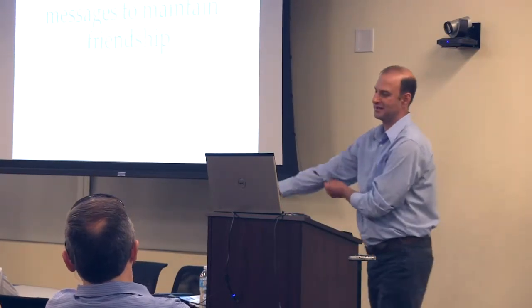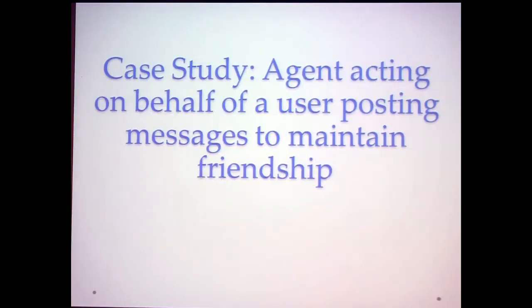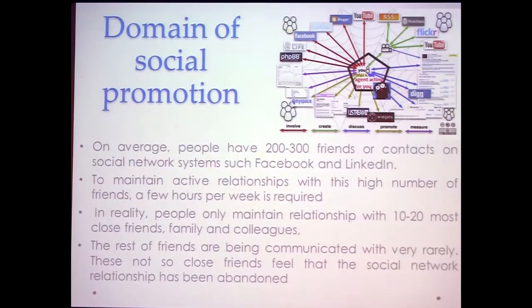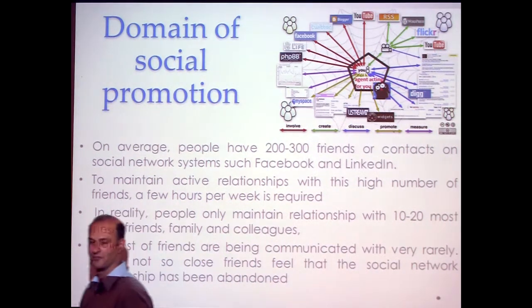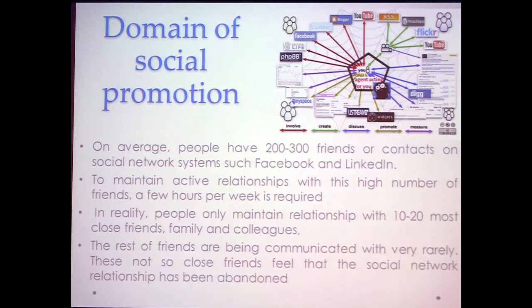Now let's have a slightly funny example of how this technology is used: an agent acting on behalf of a user, posting messages to maintain friendship. So here's the problem. On average, people have 200-300 friends on Facebook. I'm switching from technology to an application area just to have some rest from formal stuff. If I don't want to lose my friends, and I keep sitting and spending time on Facebook, I have to spend a few hours per week just talking to my friends. But then I'm not really friends with them.